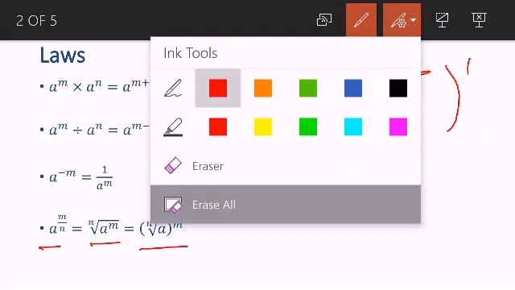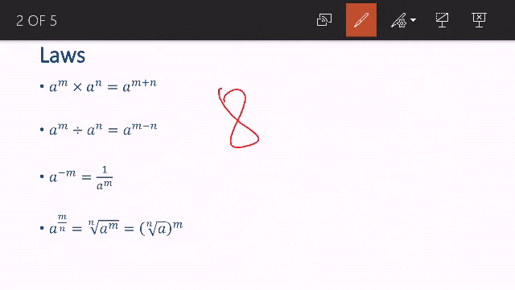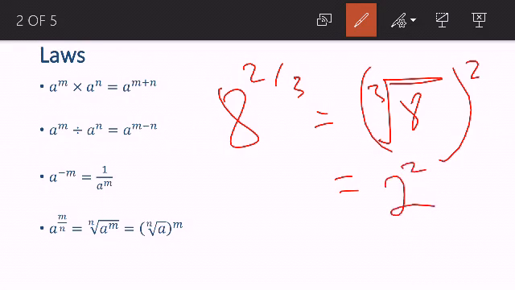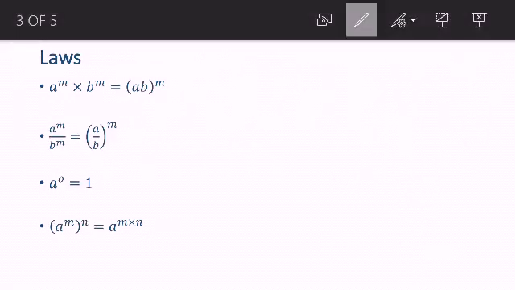In the same way, we can see 8 raised to power 2 over 3. Now the 3 here means cube root, so we can say the cube root of 8 all raised to power 2. And the cube root of 8 with our calculator is 2. So when we say 2 raised to power 2 here, that is going to give us 4. Okay?